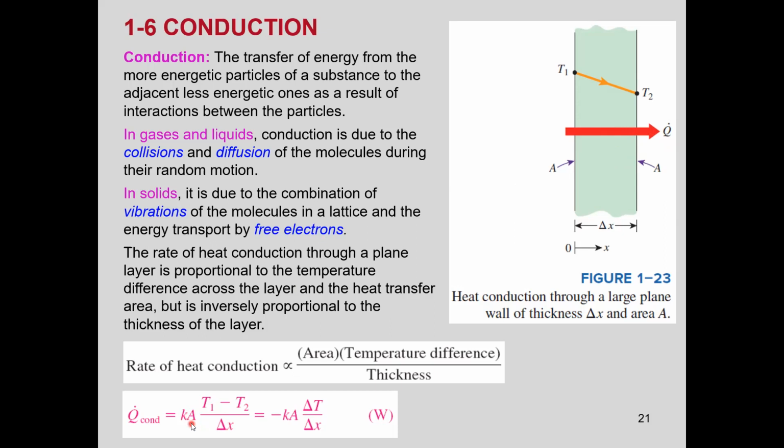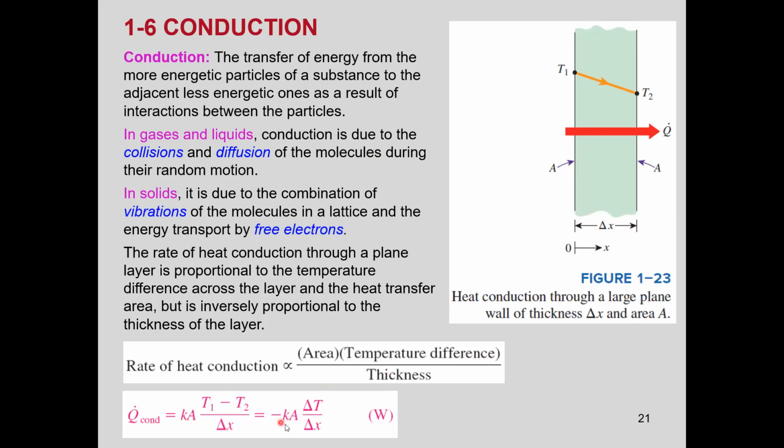Do you know the name of K? Thermal conductivity. Exactly. Thank you, Ali. It is thermal conductivity. So K is the thermal conductivity of the material. It's a property of the material related to conduction characteristics. So K A (T1 minus T2) over delta X.